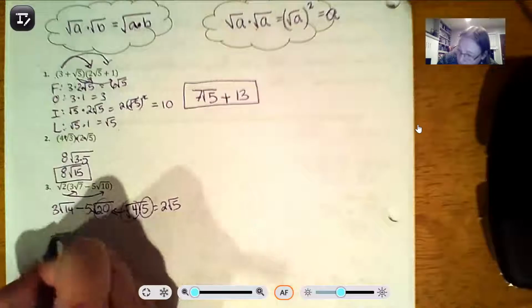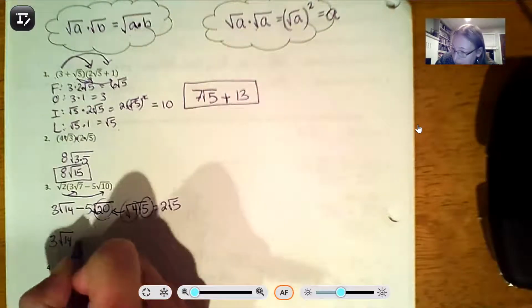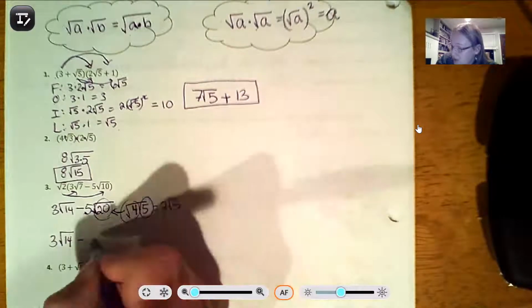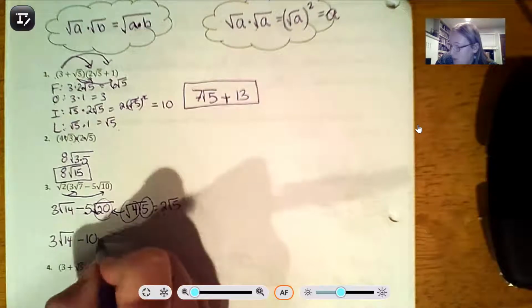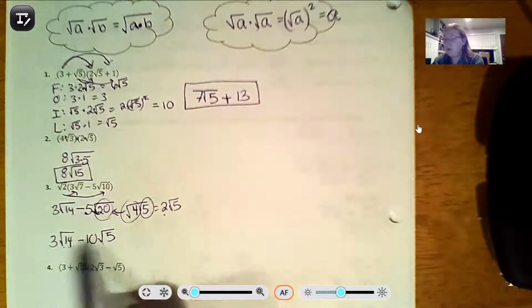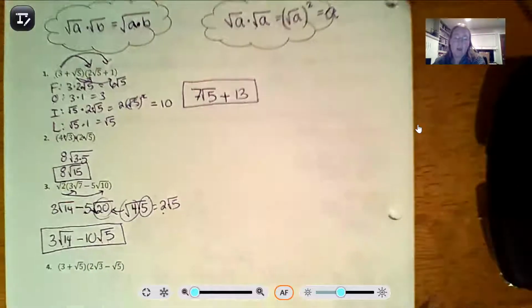So this ends up being 3 root 14 minus 5 times 2, so that's 10 root 5. These cannot be combined because they do not have the same radicand. So they are not like roots, not like radicals.